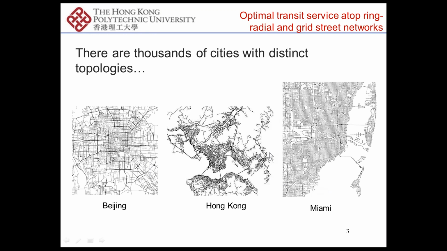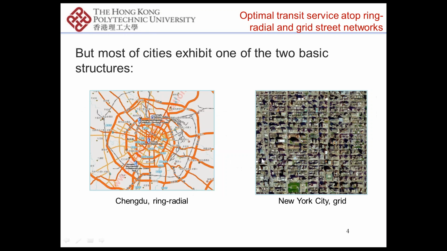However, most of the cities will exhibit one of two basic structures, or be similar to one of them. The first one is the ring-radial. Here I showed Chengdu of China as an example. And the second one is a grid network. Here I show New York City as the example. And those two network structures are the focus of this presentation.